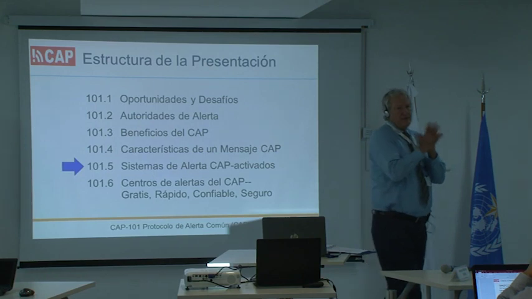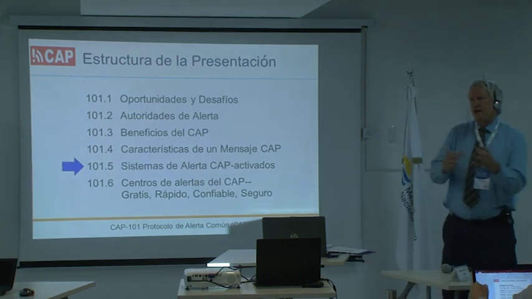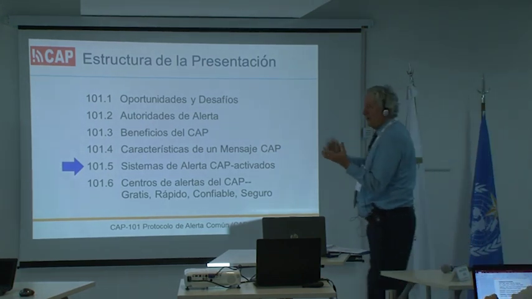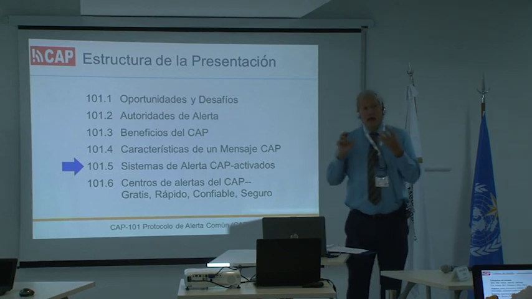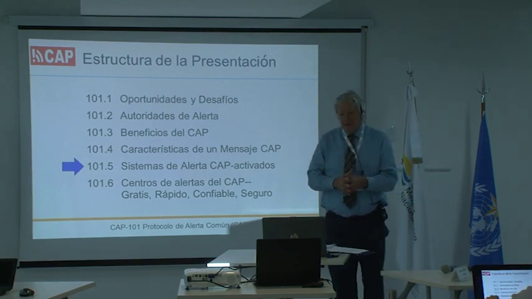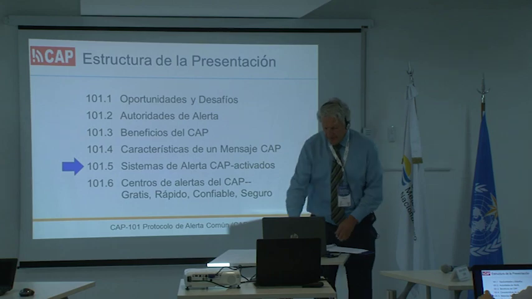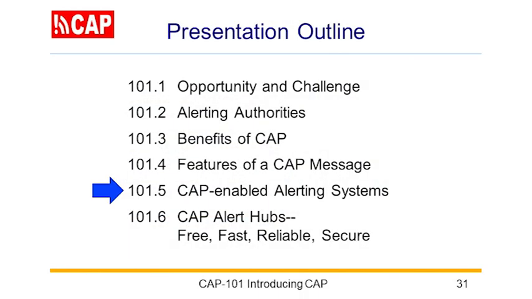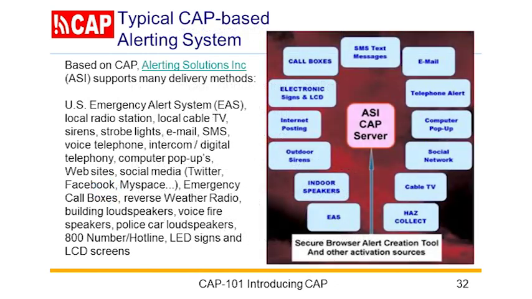All right, so now I've told you what the opportunity and challenge is. I've told you a little bit about what alerting authorities are, what the benefits of CAP are, and why the CAP message makes all that possible. Now I'm going to put it all together and show you some examples of alerting systems based on CAP that are out already. Here's a typical one.